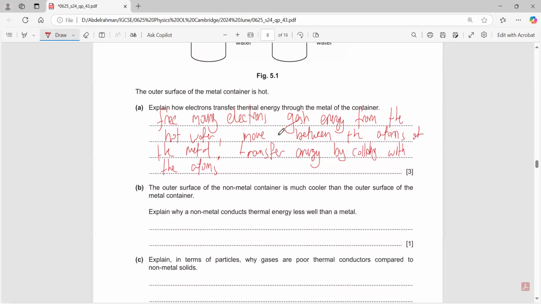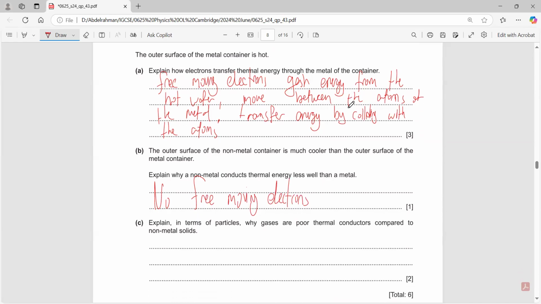The outer surface of the non-metal is much cooler than the outer surface of the metal container. Explain why non-metal conducts thermal energy less well than a metal. Why? Because it has no free moving electrons.